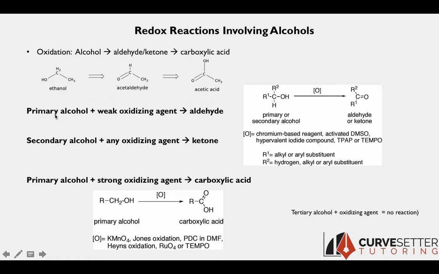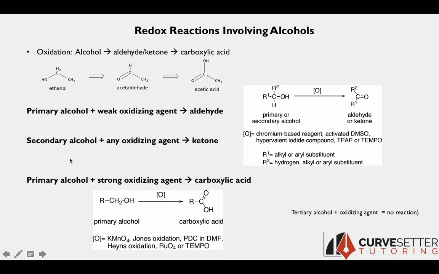So if you have a primary alcohol, so that's an alcohol whose carbon is attached to one other R group, so this would actually be an H. You just have one R group on the carbon. And you add a weak oxidizing agent, you'll get an aldehyde. So if you replace this R1 with an H, so you have an H here and then an H there, then you'll get an aldehyde. If you have a secondary alcohol here, and you add any oxidizing agent, weak or strong, you'll get a ketone.